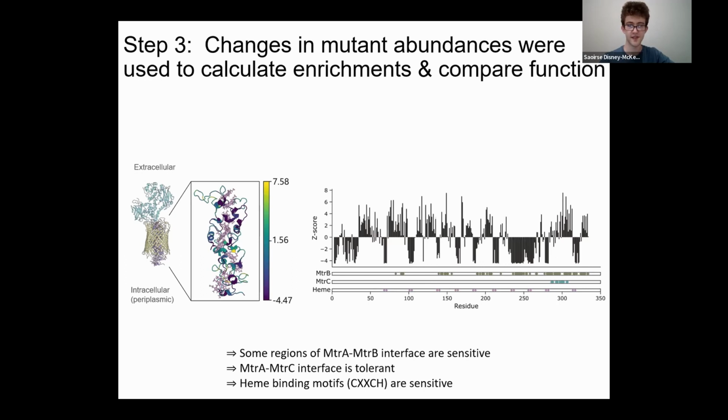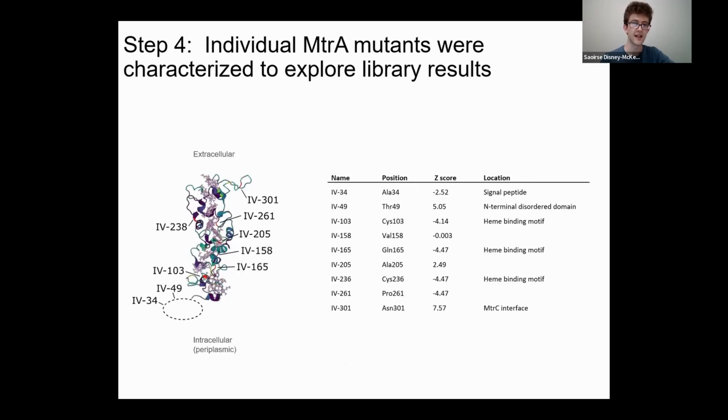So based on this distribution, we picked a few mutants that would be interesting to look at further. We picked a couple in the N-terminus. There's a signal peptide at the N-terminus of MtrA that's responsible for translocation into the periplasmic space, as well as an N-terminal disorder domain that mediates interactions with periplasmic cytochromes so that MtrA can accept electrons from different electron hubs that gather electrons from catabolic processes.